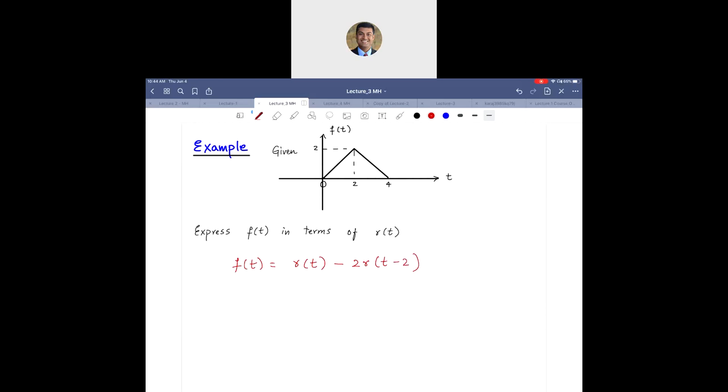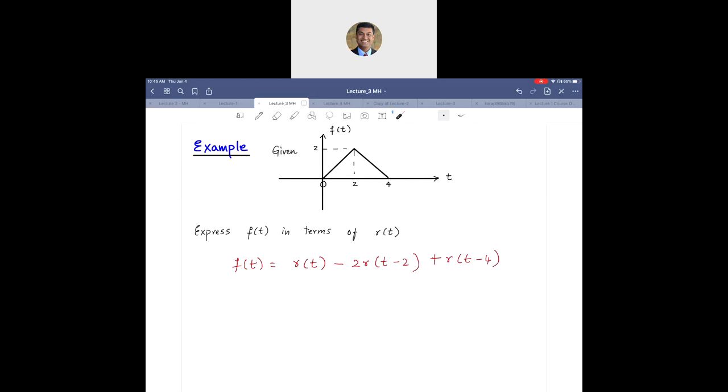And then at 4, I need to cancel one of them out. So plus r of t minus 4. So if I think of it in terms of monitoring the slope of a linear function, over here it is 1. Over here between 2 and 4, it is going to be 1 minus 2, so -1. And then after 4, it is going to be 1 minus 2 plus 1, which is going back to 0. So that's how you would represent f of t in terms of ramp functions.